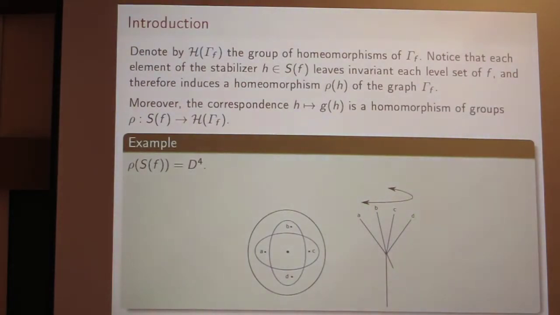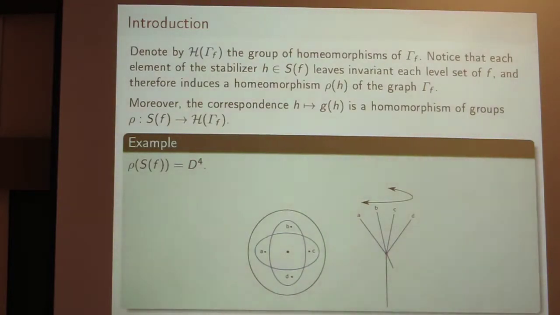Denote by H(gamma F) the group of homeomorphisms of gamma F. Notice that each element of the stabilizer leaves invariant each level set of F, and therefore induces a homeomorphism of the graph gamma F. Moreover, the correspondence rho is a homomorphism of groups. Let us see some examples.